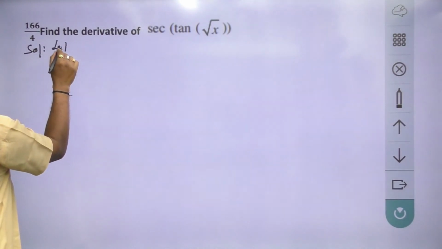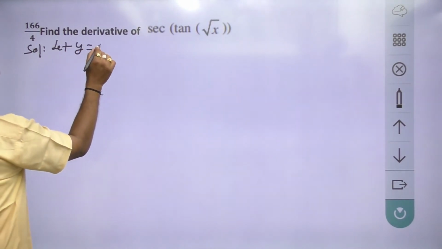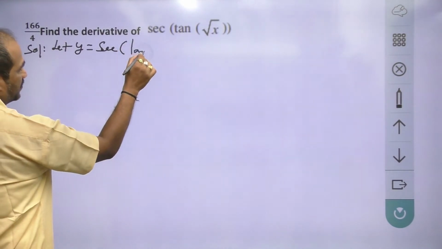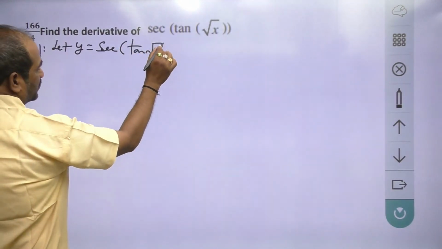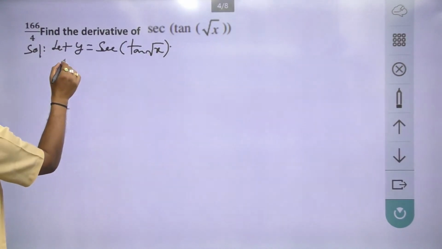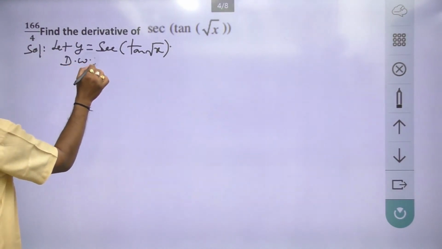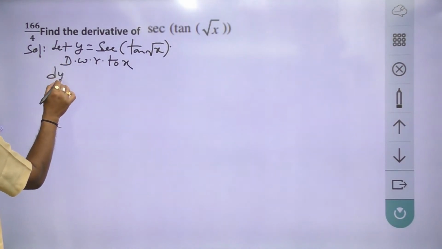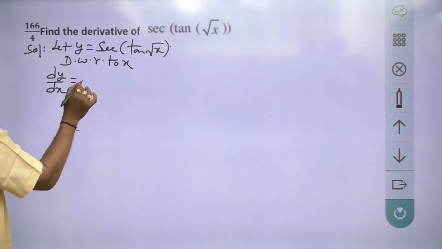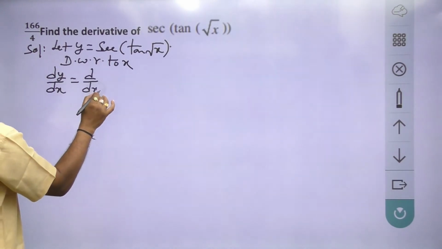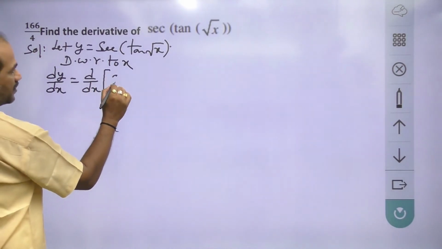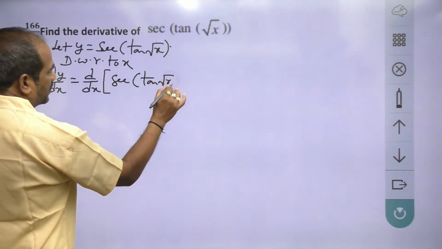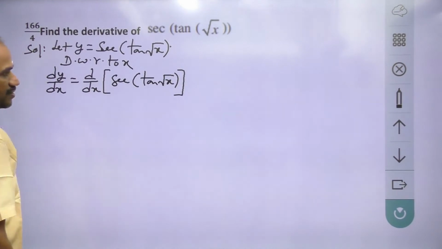Let y equal secant of tan of root x. Differentiate with respect to x: dy by dx is equal to d by dx of secant of tan of root x.